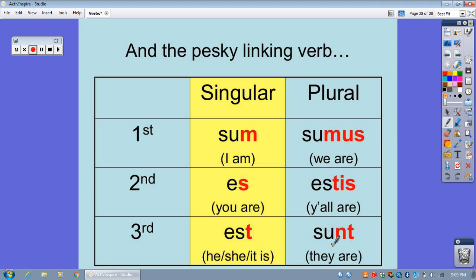And sunt, they are. Now, except for the first person singular ending where you have the letter M, everywhere else, you still have S means you, T means he, she, it, moose means we, tis means y'all, and T means they. So in some ways, even this irregular verb kind of follows the regular present tense pattern.